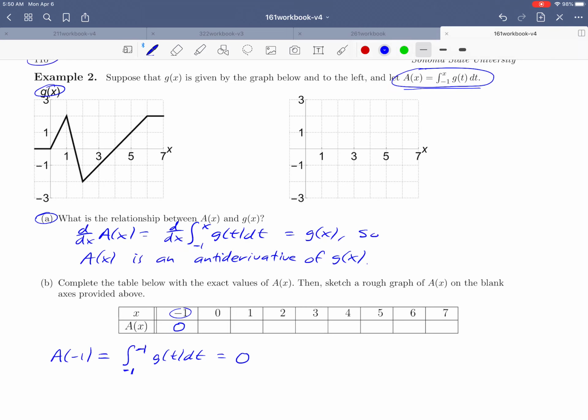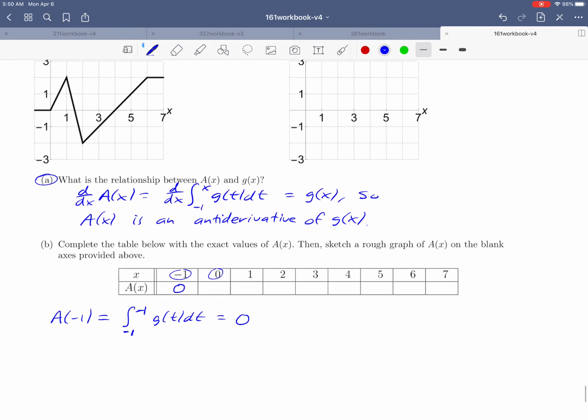Okay, and every other calculation is going to be the same way. Then we'd move on to 0, substitute that in. Okay, so how much area is under the curve g of t between -1 and 0? Well, let's go up to our picture. So between -1 and 0, we're on this stretch of the graph that's constant. There's no area under there. So we get 0 again for that.